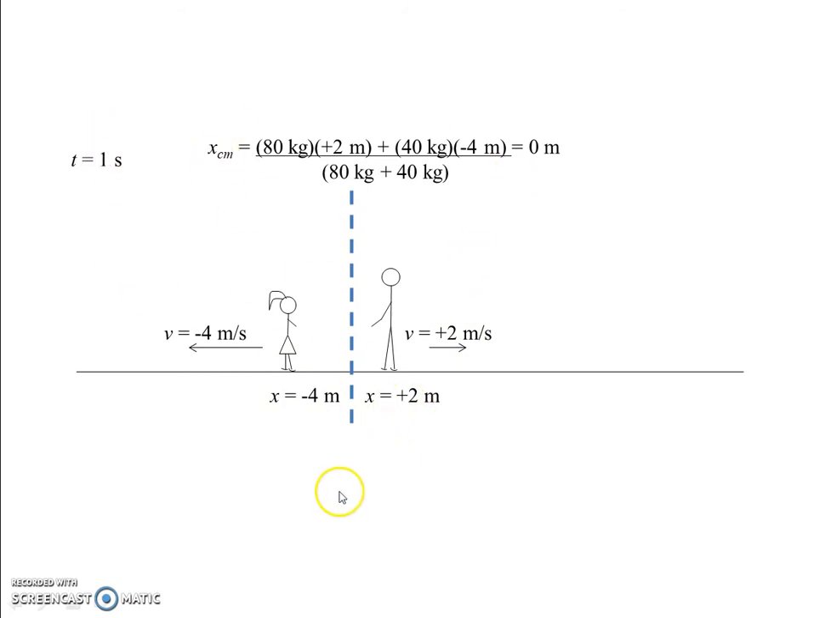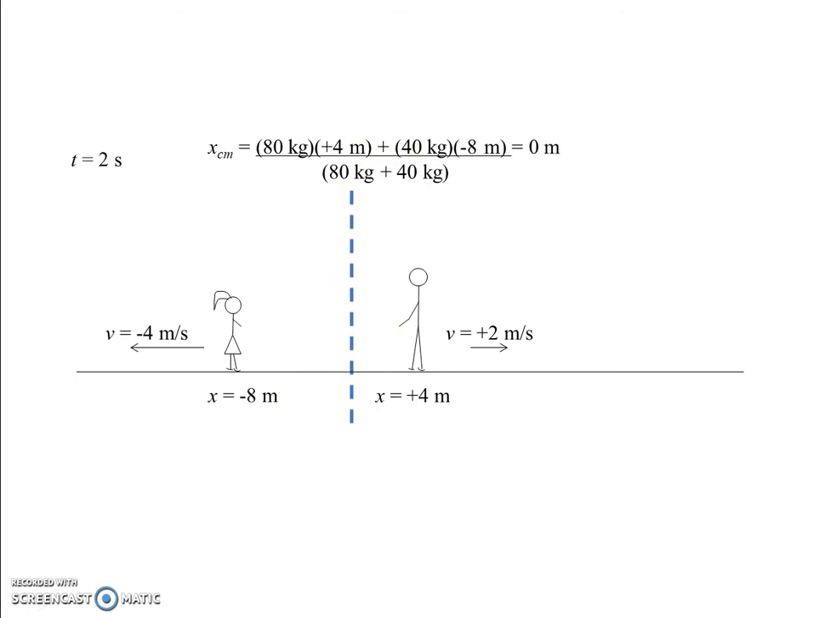If we calculate the position of the center of mass, it's his mass, 80 kilograms, times his position, positive 2, plus her mass, 40 kilograms, times her position, negative 4, divided by their total mass. And you can see that these actually cancel out to a net overall position of 0. So the blue line has not moved. If we take it to the next second, at 2 seconds, she's moved another 4 meters to the left, so she's now at negative 8. He's moved another 2 meters to the right, he's at positive 4. We put the numbers into the position of center of mass equation. You notice that everything cancels out.